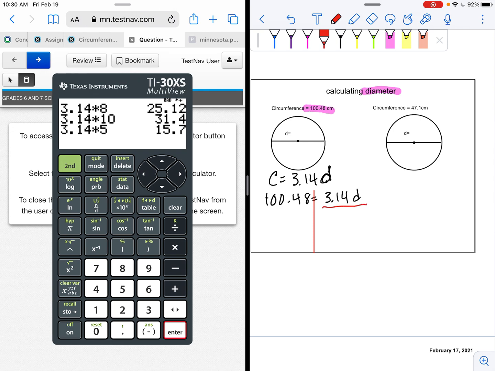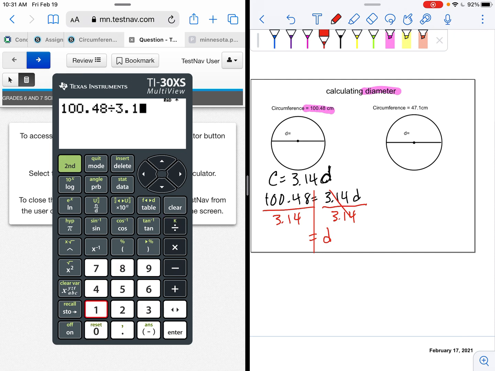I am going to be inversing out 3.14 because I'm trying to solve for that D. When I do that, those cancel out. And I'm going to come over to my calculator and do 100.48 divided by 3.14. And my diameter is 32. So 32 centimeters.